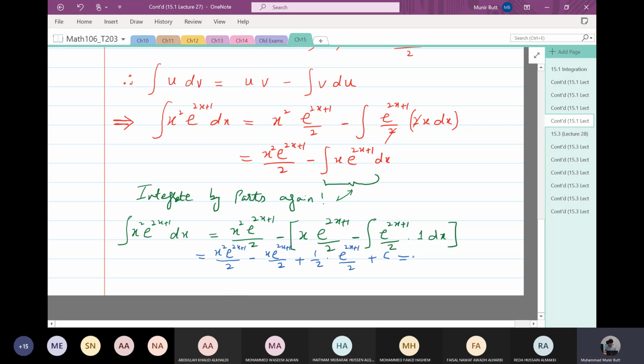So this can be written as e to the power 2x plus 1 over 2. And let me change the color. E to the power 2x plus 1 over 2. So what will be left here? x square minus x plus 1 by 2 plus c. Agree? Please double check.